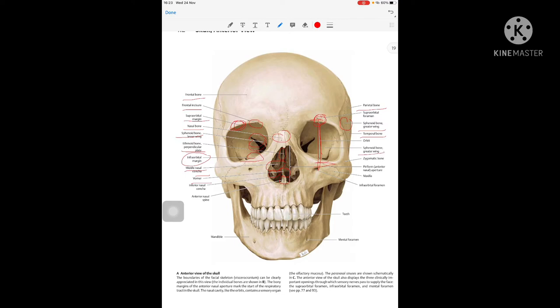it's the sphenoid bone greater wing, it's the zygomatic bone, and it's the piriform aperture, anterior nasal aperture here. Maxilla is there, it's the infraorbital foramen, teeth, mental foramen and mandible.